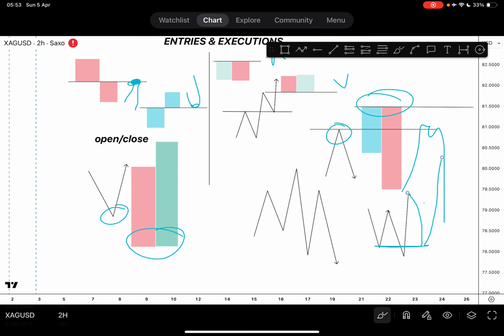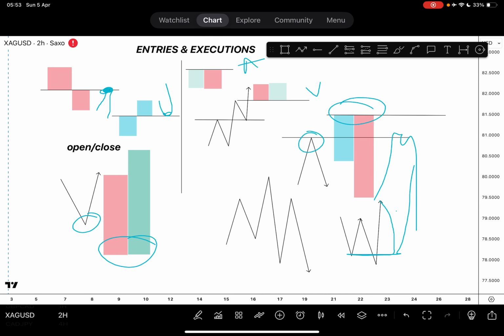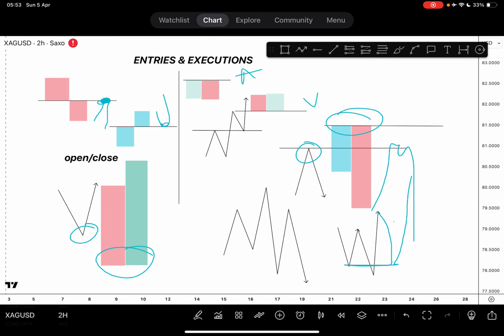So that's definitely everything I'm going to be using today. Now coming to entries, for entries there are different things that I need to look at. Okay, so let's continue. I want to define another thing here, which is validation: what validates, what makes me start looking for entries.